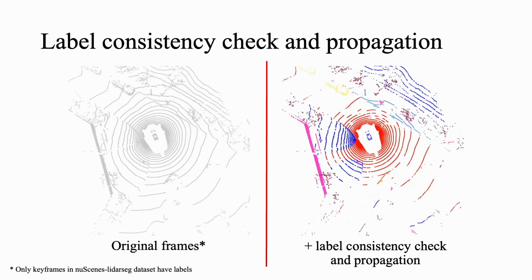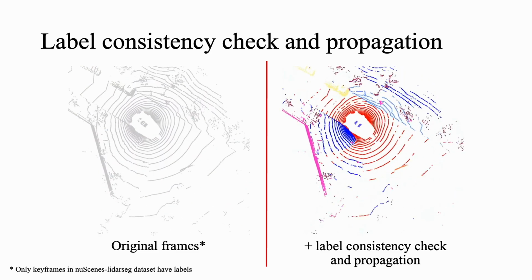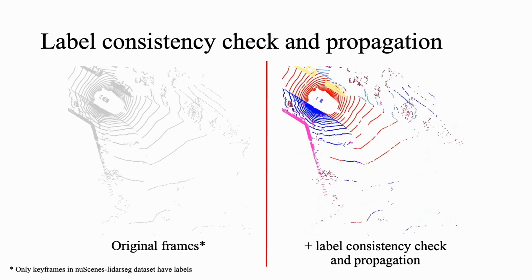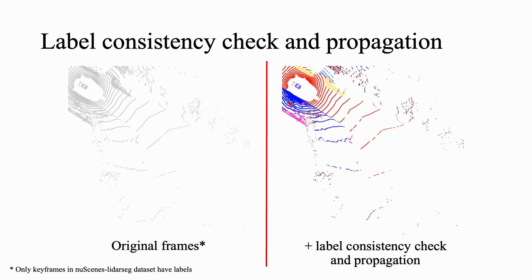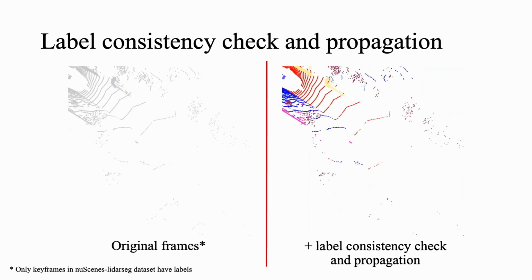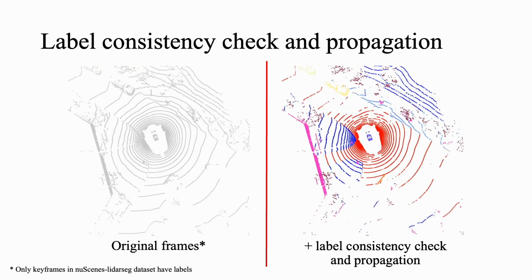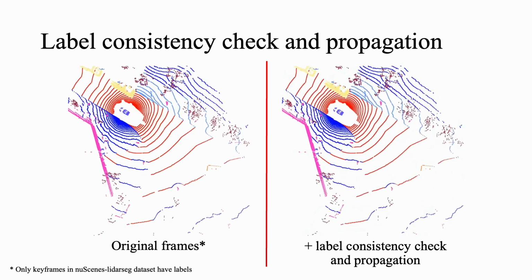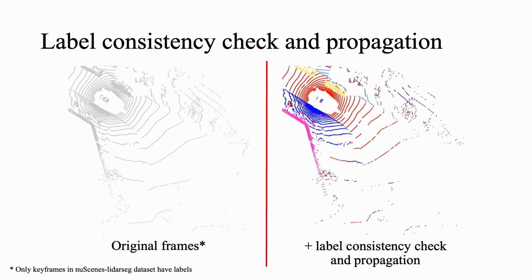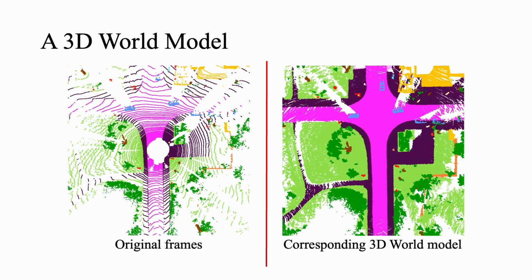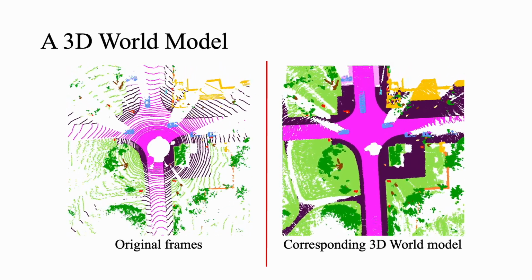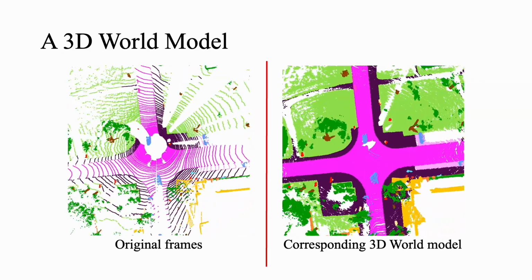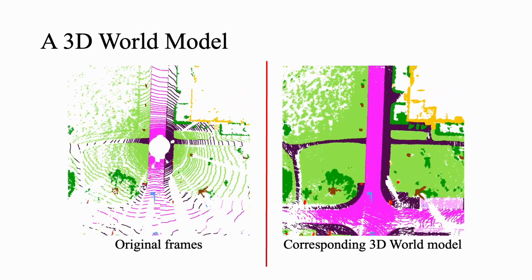Another technique is checking label consistency and propagating the unlabeled data. We aggregate the unlabeled data using a transformation matrix. Since we lack labels for the unlabeled data, we propagate the labels through voxel majority selection. Within a single voxel, the unlabeled points are assigned the most common label among the points. As a result, we have a dense world model for each frame. We pre-compute this and resample from the dense world model in the augmentation module.